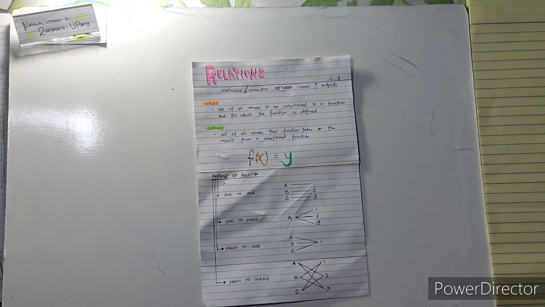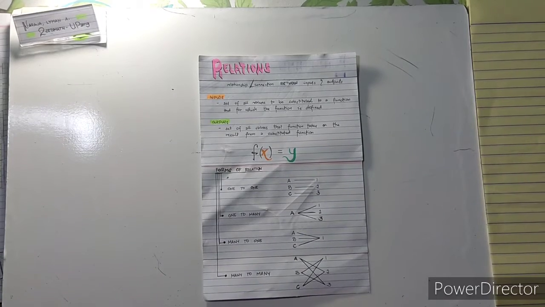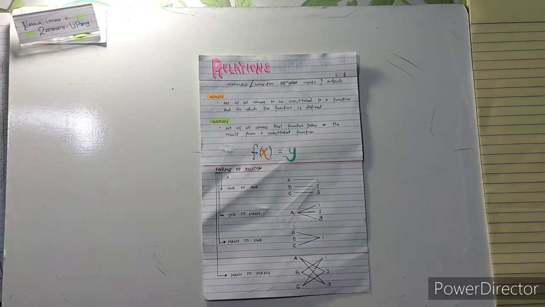Starting with the relations. A relation is the relationship or connection between inputs and outputs. So when we say inputs, these are the set of all values to be substituted to a function and for which the function is defined. And for outputs, these are the set of all values that the function takes, or the result from a substituted function. So for a better understanding regarding this, inputs are the ones we use in an equation or a model, and the product is its output.